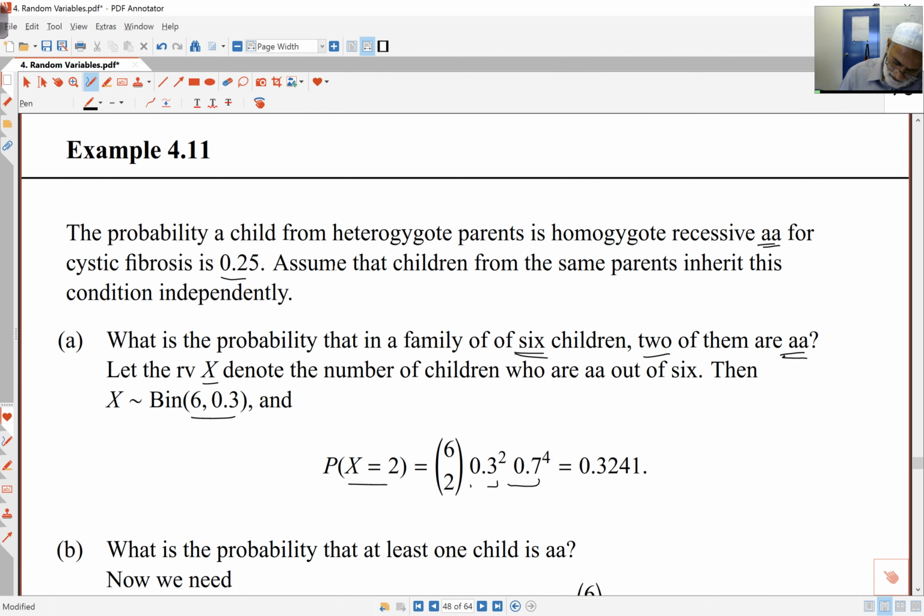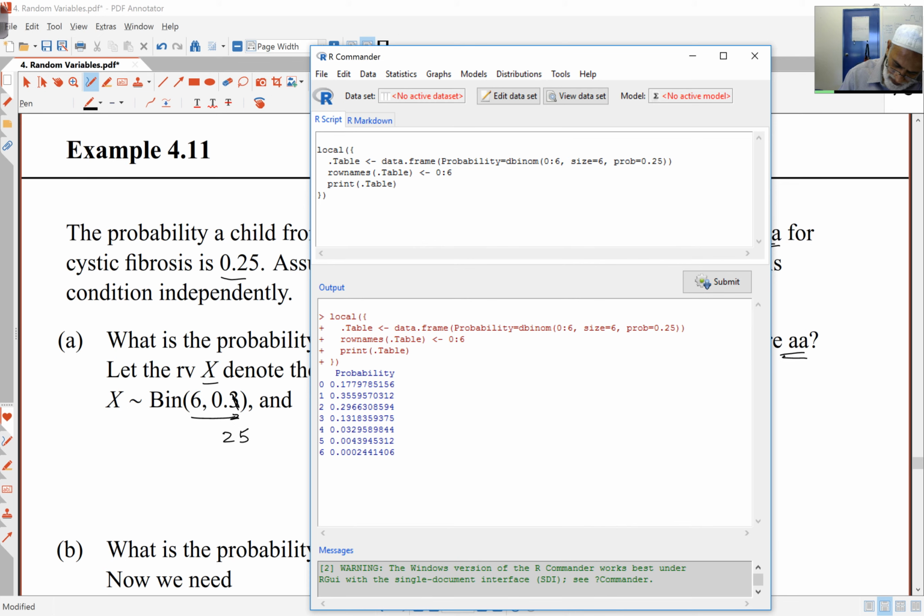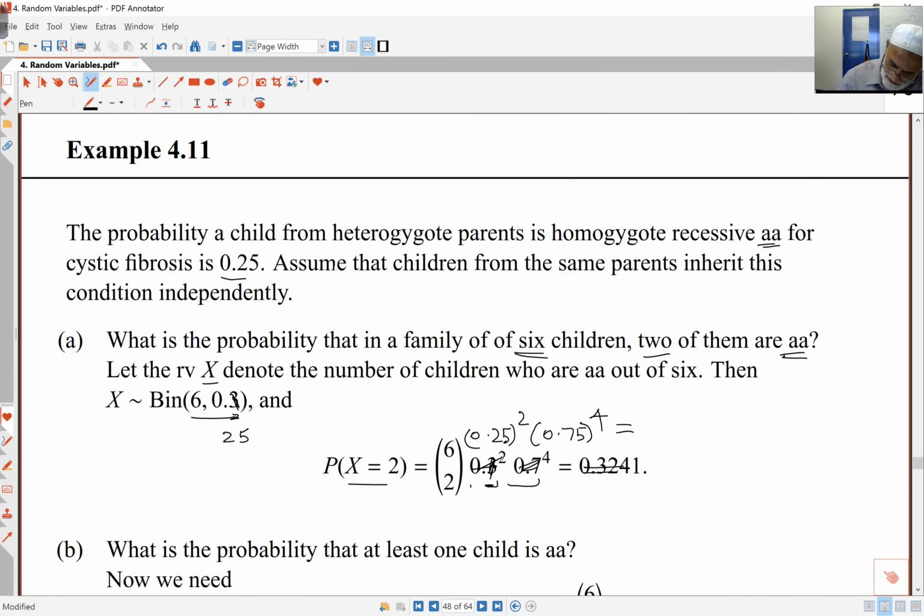Oh, sorry. I've used an incorrect probability. We have this 0.3 here instead of 0.2. Excuse me. So let me change that to 0.25. And that's a 0.25. And so this will be the 0.75 to the 4. And so the probability here works out to be, from my R Commander, that was this one here, 0.2966. Okay, I checked that. Yeah.